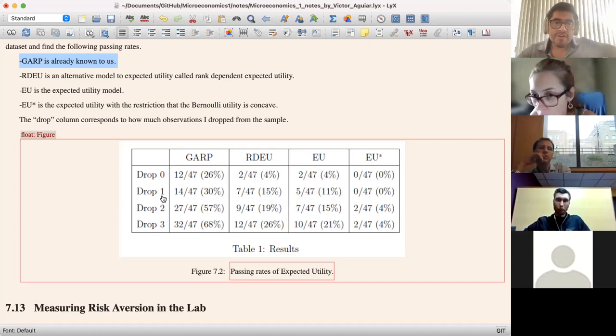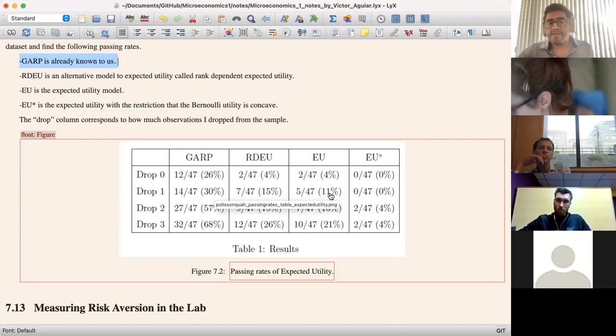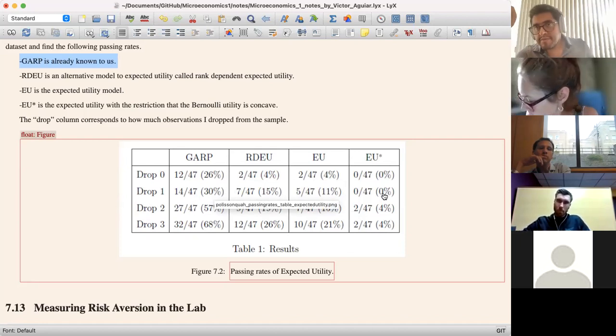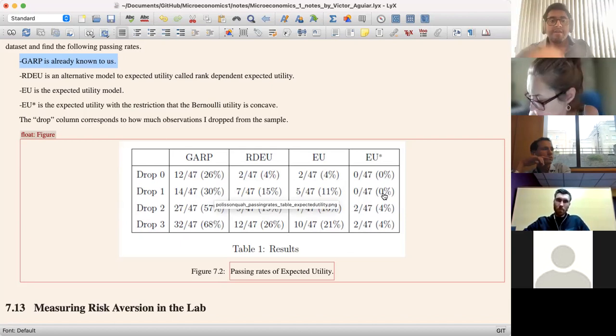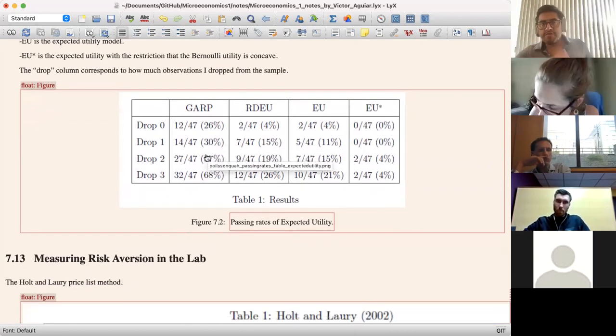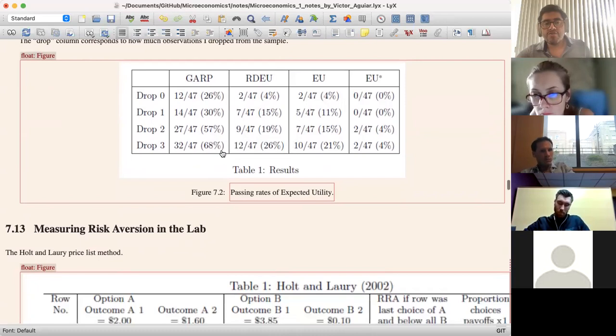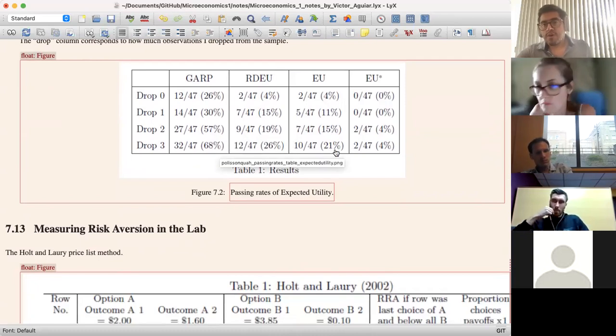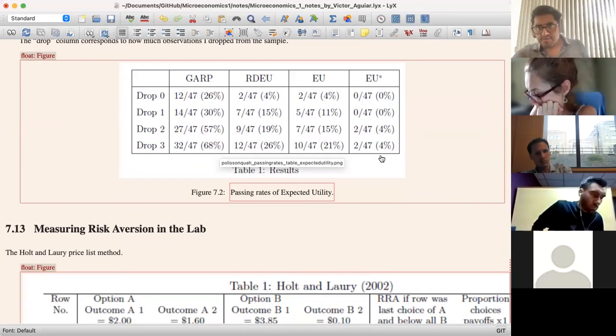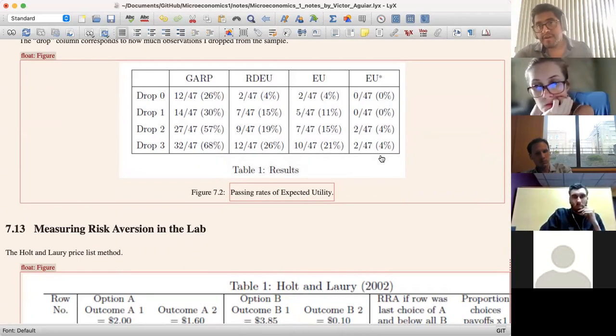They drop one observation and then they get 30% pass of rationality, 11% pass of expected utility, and 0% pass of expected utility with concavity. Now you drop 2 observations, GARP grows to almost 60%, expected utility to 15%, and expected utility with concavity 4%. Drop 3 observations, almost 70%, expected utility is 21%, and expected utility with concavity is 4%. Okay, so again, take it with a grain of salt, because there is no measurement error, right?